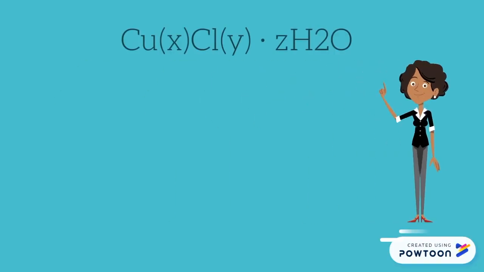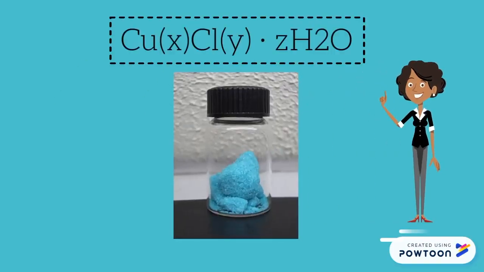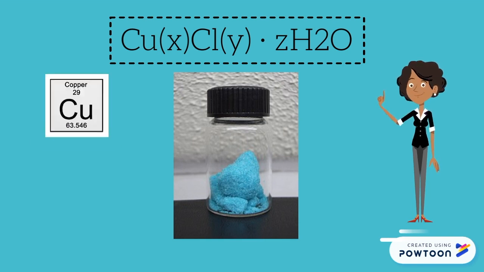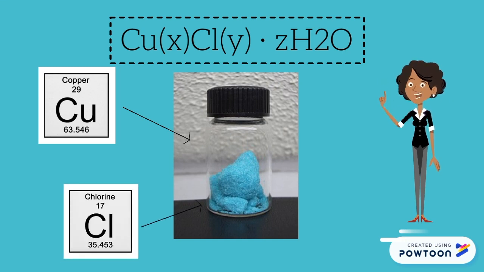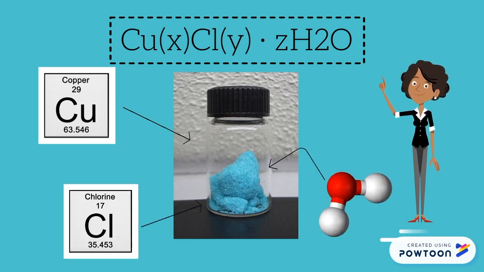The experiment revolves around finding the formula of an unknown hydrated compound, which has the general formula of Cu subscript X, Cl subscript Y, times Z H2O, where X, Y, and Z are the integer values that we are looking for in order to determine the formula.